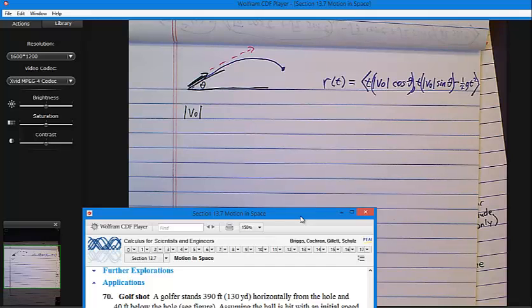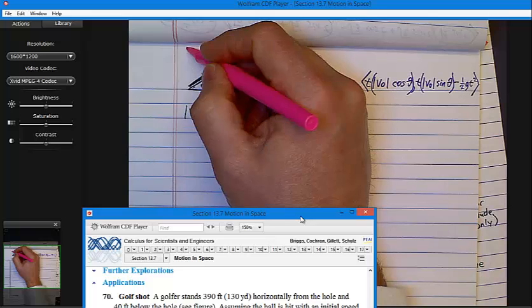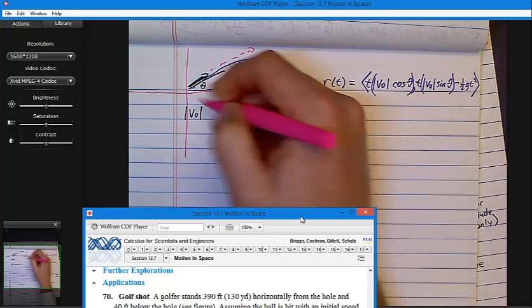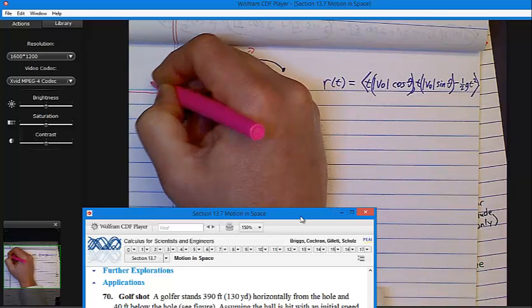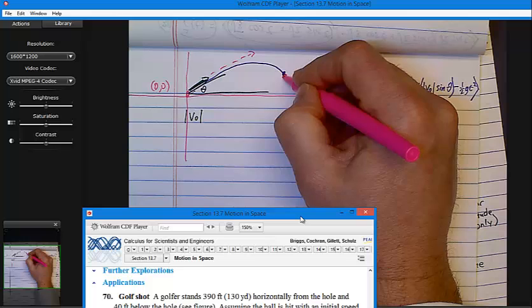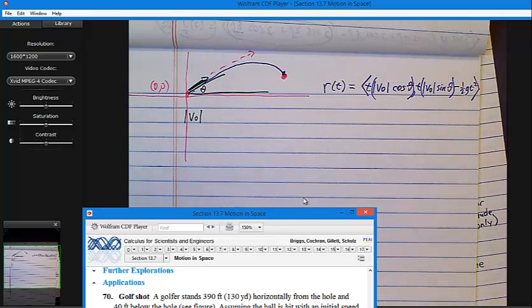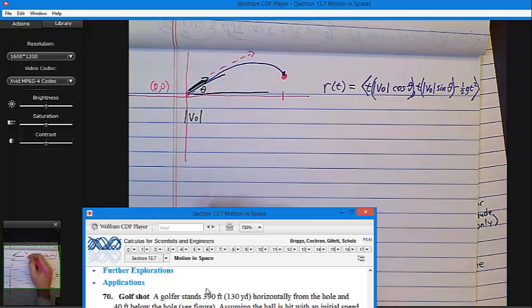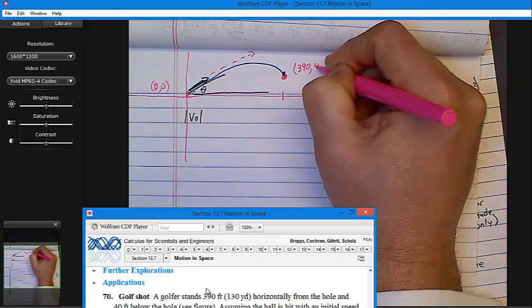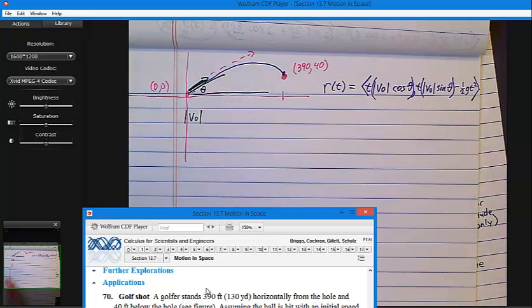And so viewing this problem, I want to put my axes in a smart place. So I'm going to say that here's the origin, 0, 0. And they tell me that the hole, what'd they say? I'm 40 feet below the hole right now, and I'm 130 yards away, which is 390 feet. So if I'm working in feet, then this could be the point 390, 40. Yeah?